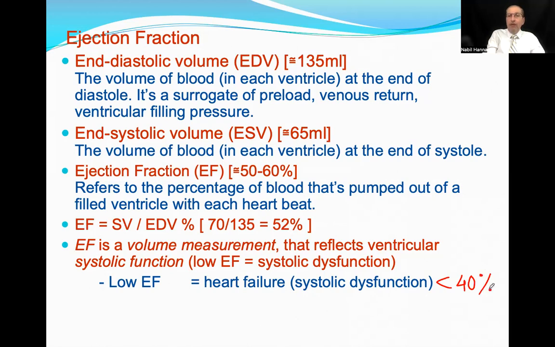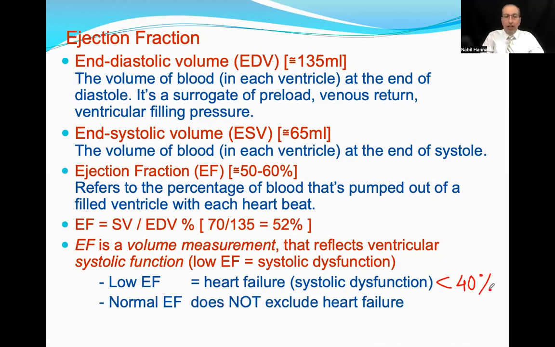But if we have normal or preserved ejection fraction, a normal ejection fraction does not exclude heart failure, because a normal ejection fraction means what? Normal systolic function. But what about the diastolic? Can we have diastolic dysfunction with a normal or a preserved ejection fraction? Yes, sure. And this type of heart failure is heart failure with preserved ejection fraction. What caused this heart failure? It is the diastolic dysfunction and not the systolic dysfunction.